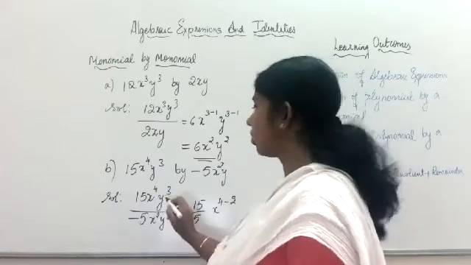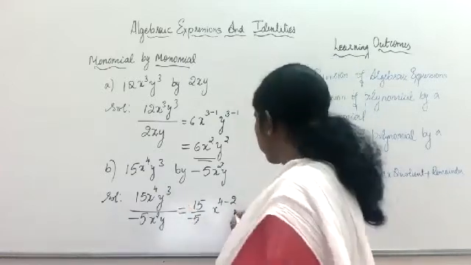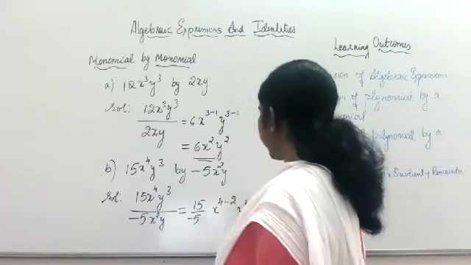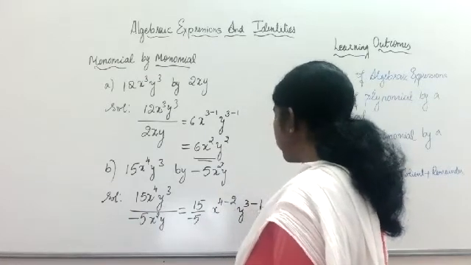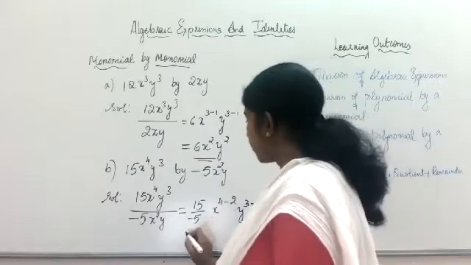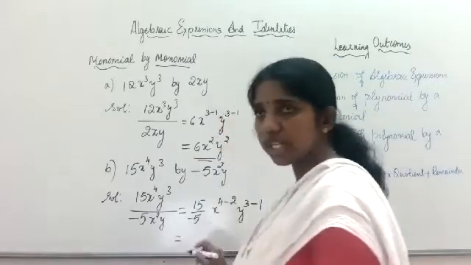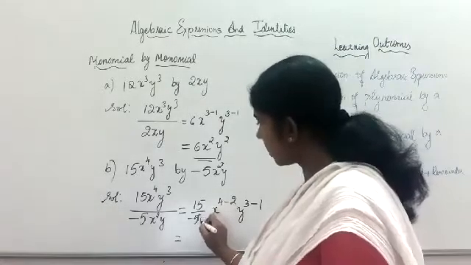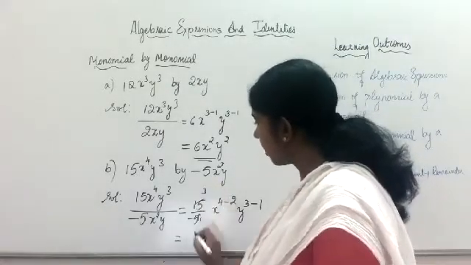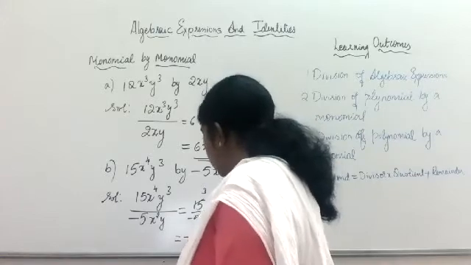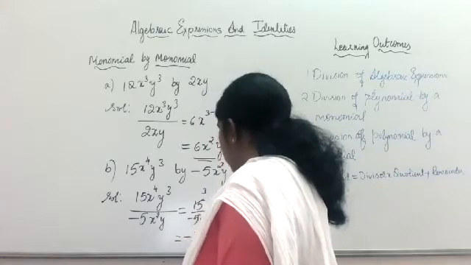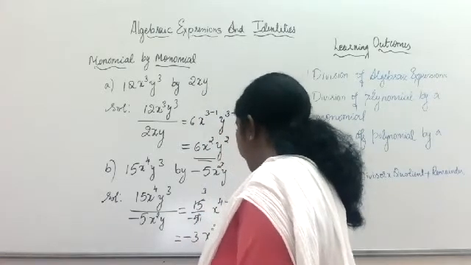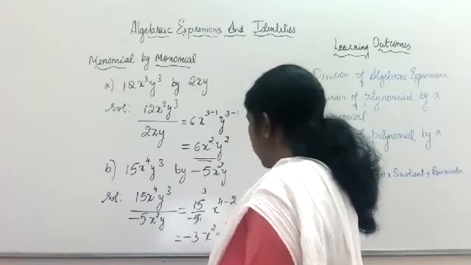Next y: in the numerator we have y, and the denominator also, so y to the power 3 minus 1. Minus 15 by minus 5 is an integer division. 5 threes are 15, and the minus sign goes up, so minus 3 x to the power 2 y to the power 2. So this is how we divide.